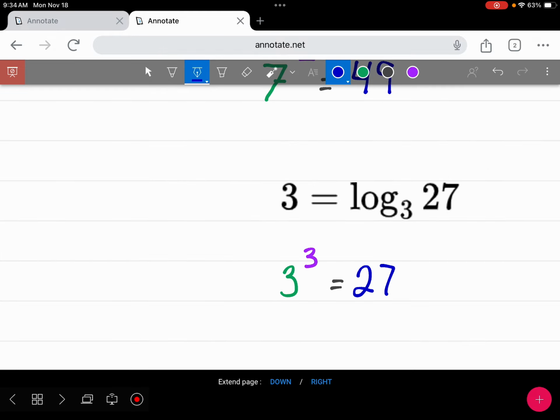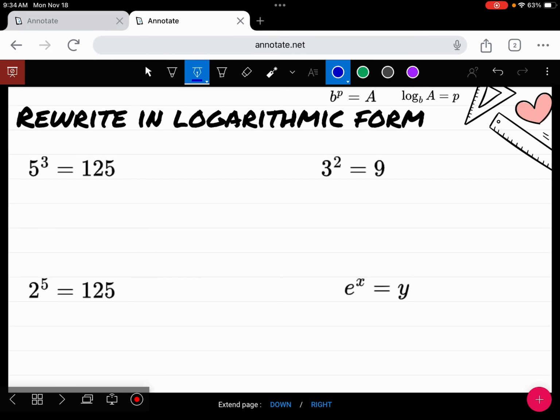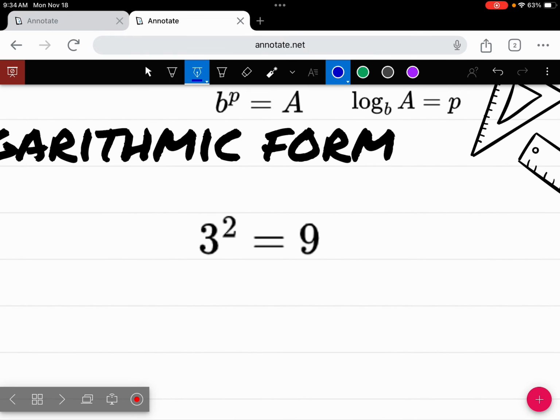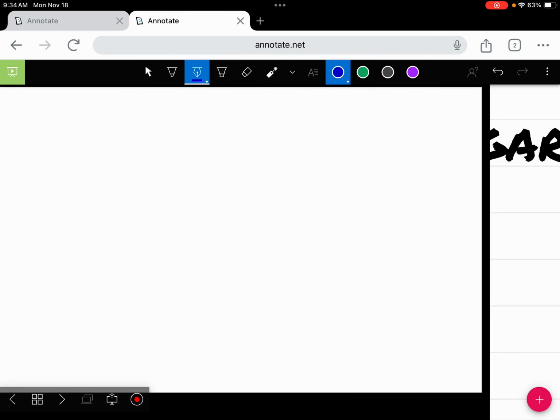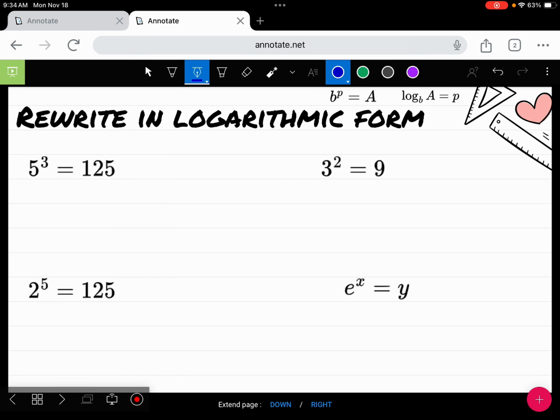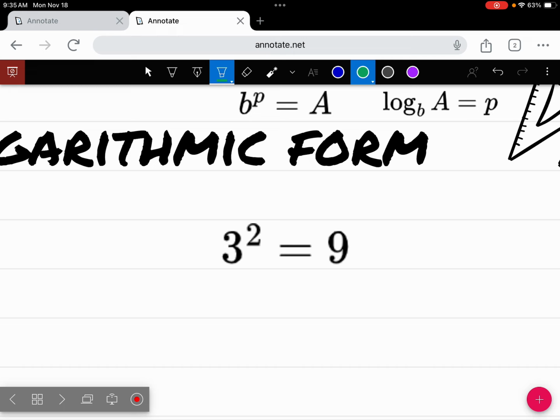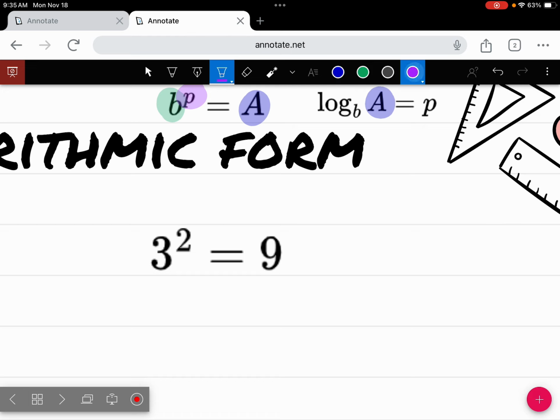So then we're going to practice going the other direction. Those next 4 on there, we're going to take the exponential form and put them as logs. So going the other direction, we're still using those same pieces. We're going to take our base and our power, which is purple, and our argument, and put it in our log form.